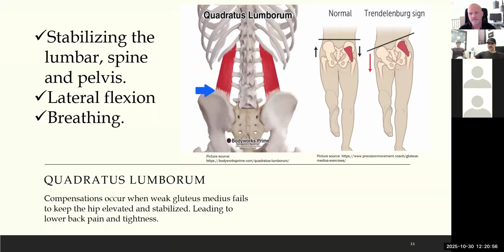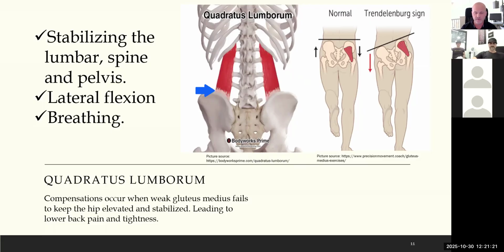We see a lot of this in athletes too that don't train their hips or glute medius, but also mainly the candidates that we trained. So stabilizing the lumbar spine and the pelvis is the quadratus lumborum. Some of you probably should know that, right? This muscle is mainly used for stabilizing the spine.